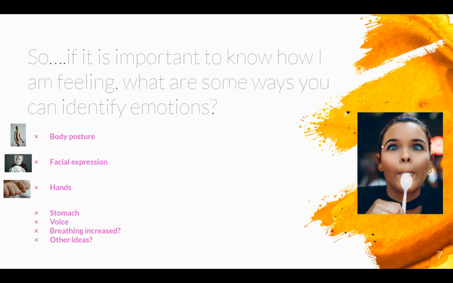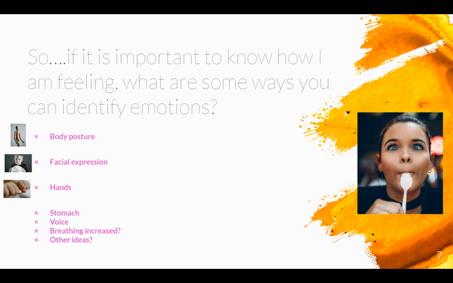Her eyebrows are up. She's excited. She looks like she might be feeling kind of silly. And he looks like he is either angry or intense right now, getting ready to play a game. We also can look at our hands. So, if our hands are open or they're clenched, that might give us a signal as to how we're feeling.